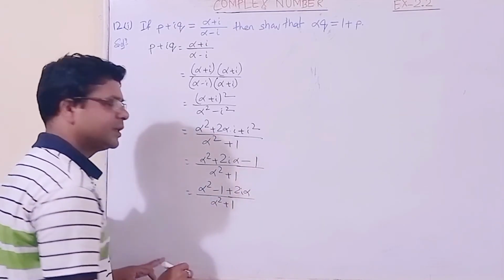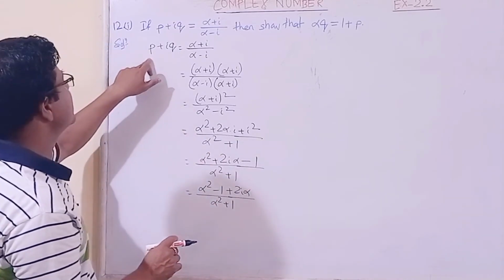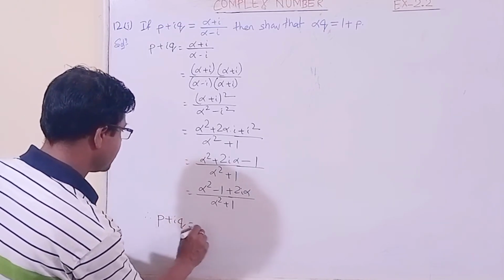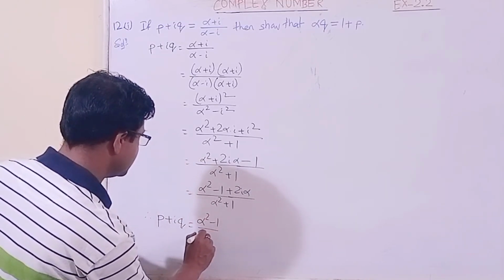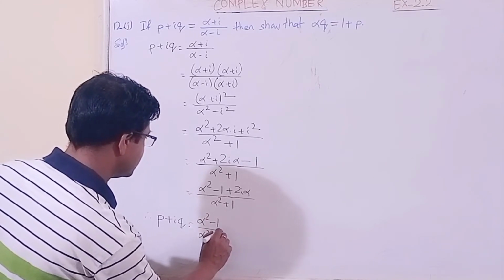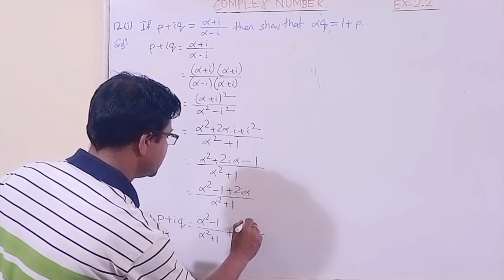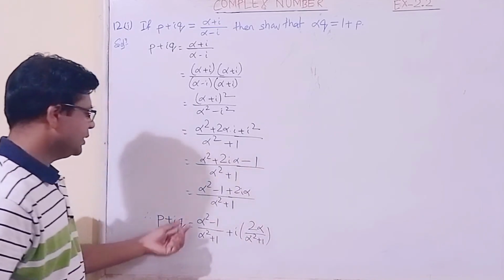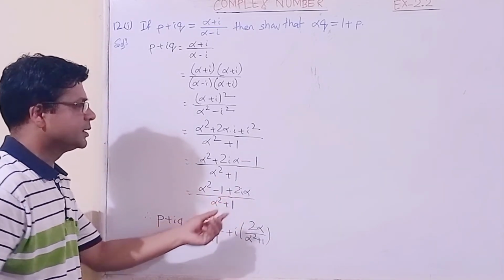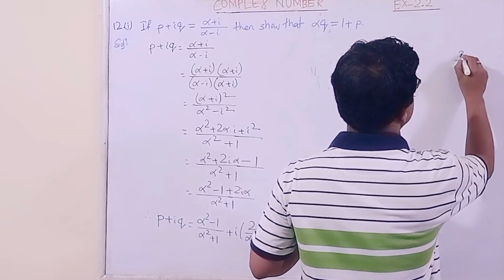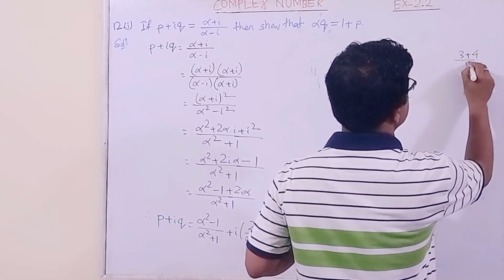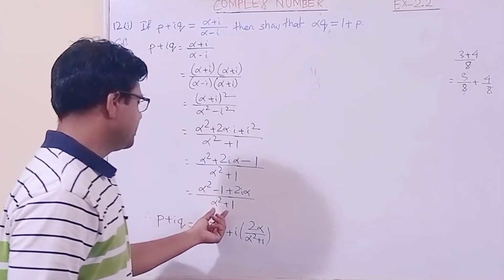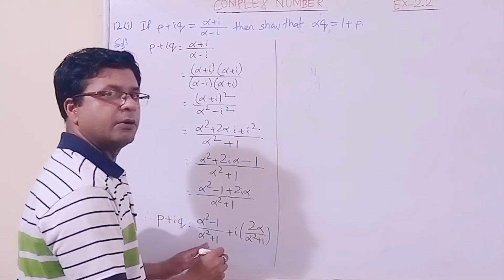Over alpha square plus 1. Now we try to write in this form a plus ib, because this is again in the form a plus ib. So here, therefore, what is p plus iq? Let us write alpha square minus 1 divided by alpha square plus 1, plus i into what is there in the numerator, twice alpha, and here alpha square plus 1. These divided by this. Again some of you may be confused. Suppose 3 plus 4 divided by 8 is given. We can easily write 3 by 8 plus 4 by 8. Here also we have expressed in this way, this divided by this plus this divided by this. Is it okay?